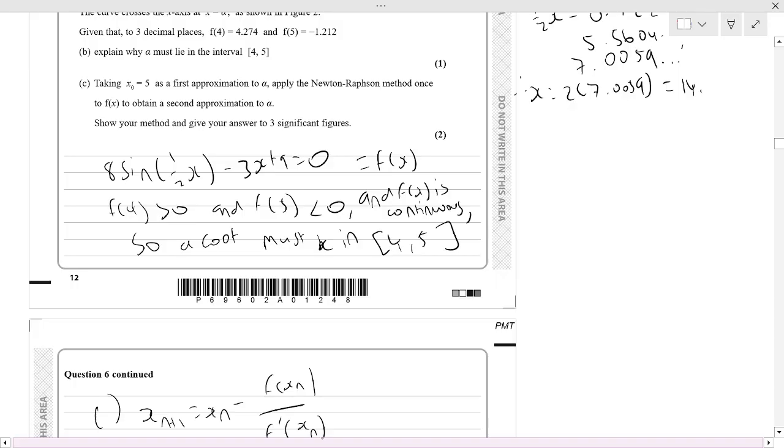of x, then you can substitute all that into the formula, and f of x, and then you substitute x0 is 5, and then you find x1. And then you round to 3 significant figures. Okay, that shouldn't be too bad, hopefully. Okay, I'm going to move on though.